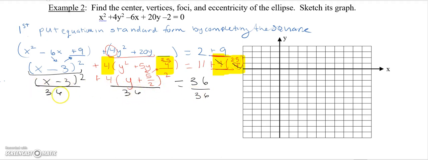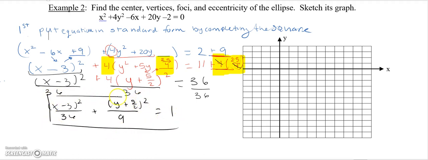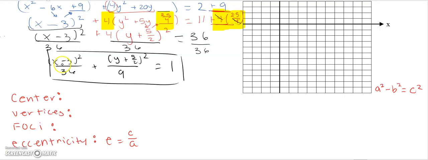Divide everything by 36. So my standard form equation is x minus 3 squared over 36 plus 4 over 36, simplified, gives you 9 in the denominator, and I'm left with y plus 5 over 2 squared in the numerator, equaling 1. So here I have the standard form of the equation.